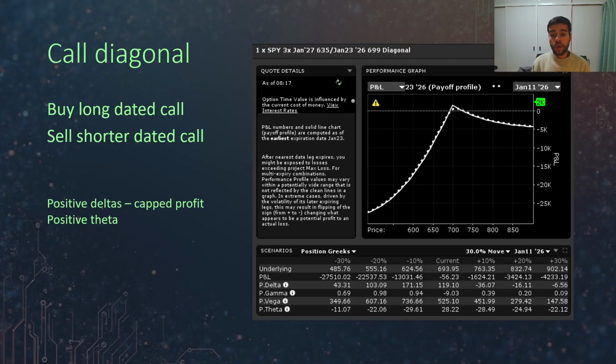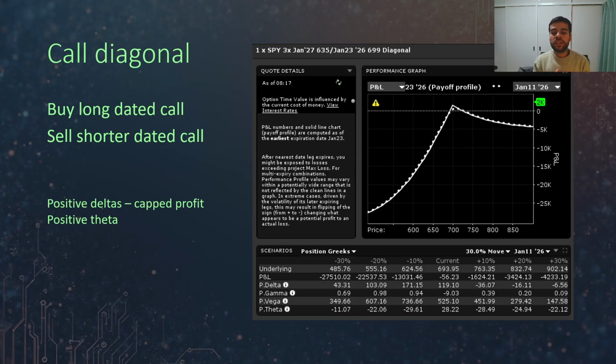So what is a ratio call diagonal and what is the benefit of this strategy? So what is a call diagonal? A call diagonal is essentially buying a long dated call and selling a shorter dated call. Why would you trade such a strategy?